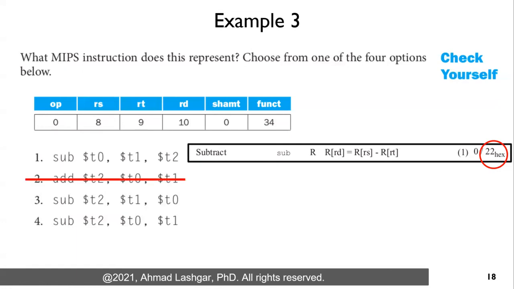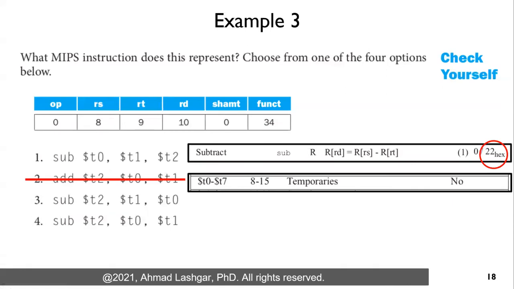From the instruction format, RD is where the result is stored. RD in the instruction word is set to 10. Again, from the MIPS reference data, we can find that 10 belongs to register T2. T0 is 8, T1 is 9, so T2 is 10. So option 1 will be eliminated because the destination is not T2 in this instruction.